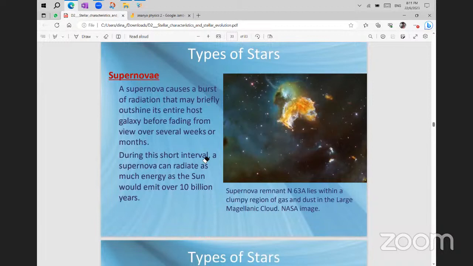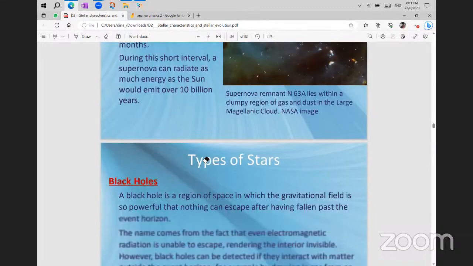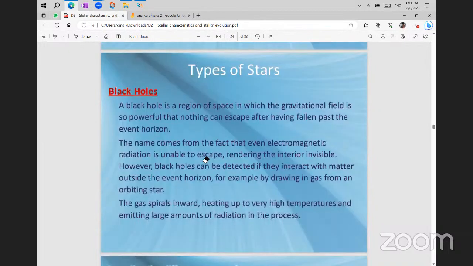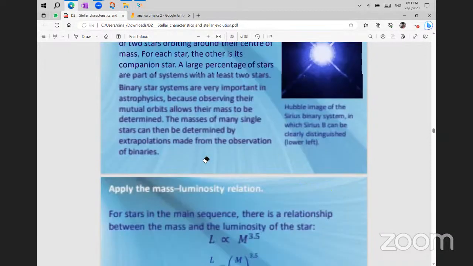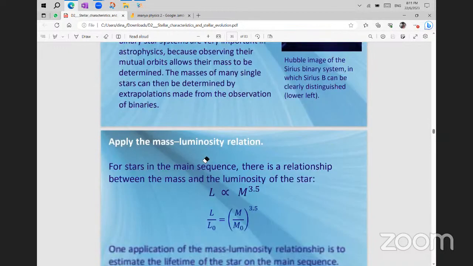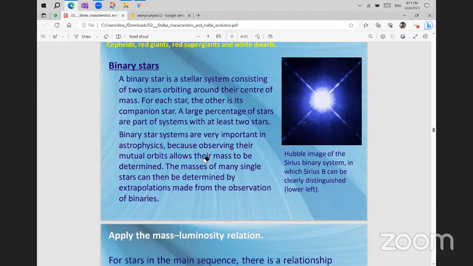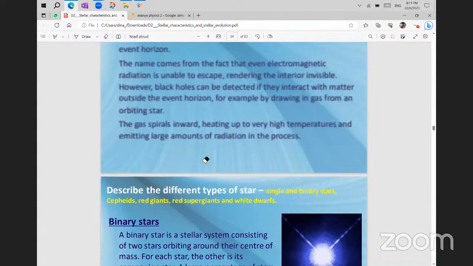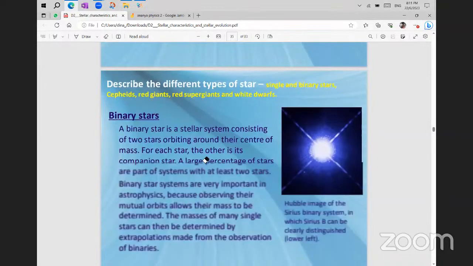Well, I guess he bothered to explain supernova remnant and what is N63A. He does not explain. "Lies within a clumpy region of gas and dust in the Large Magellanic Cloud." What is that? Okay. Black hole. Black hole sounds important. Never mind. Nothing can be measured by them. We are not smart enough at the A level to measure anything about the black hole. So never mind. Binary star.